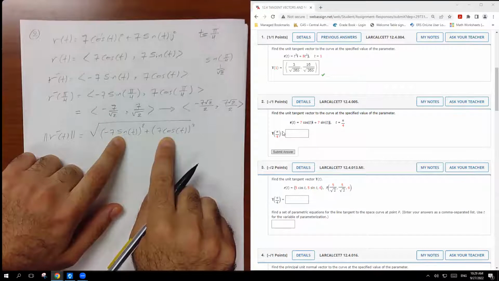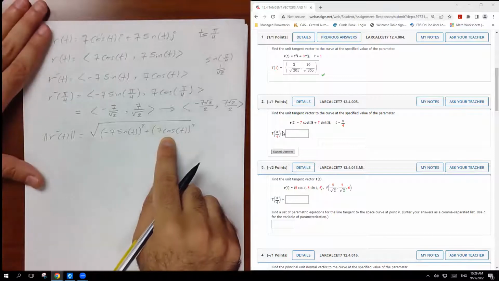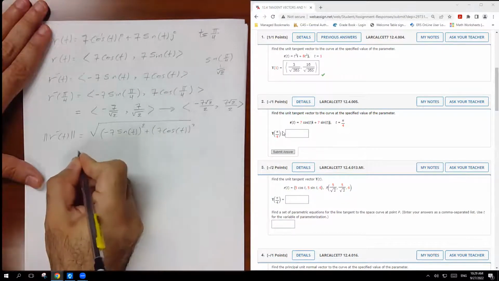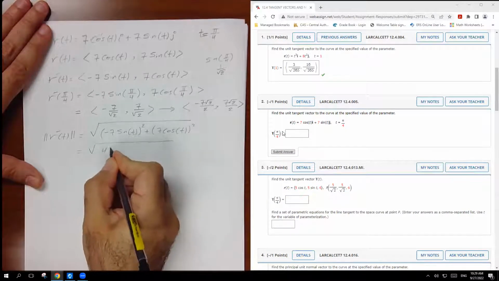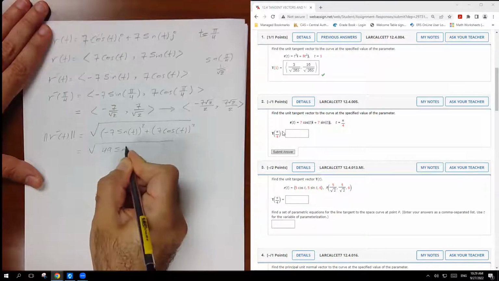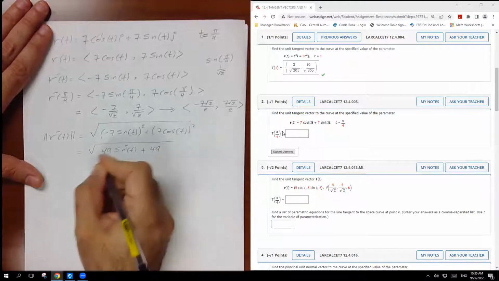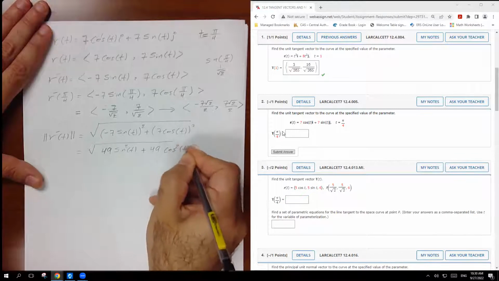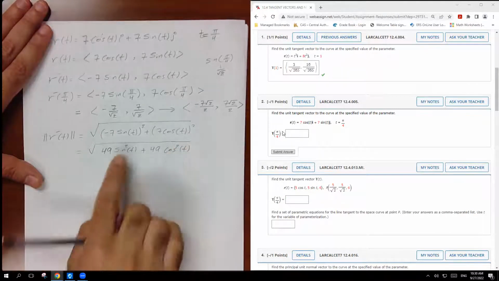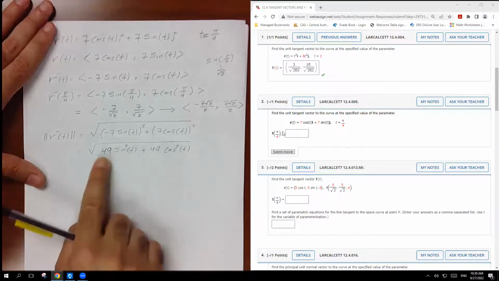Let's check that. If we plug in pi over 4, it is going to be the same thing, square root of 98. Because if you're working on this one, it's going to be the square root of 49 sine squared t plus 49 cosine squared t. Now sine squared with cosine squared is going to be 1. That means it's just going to be the square root of 49 plus 49.